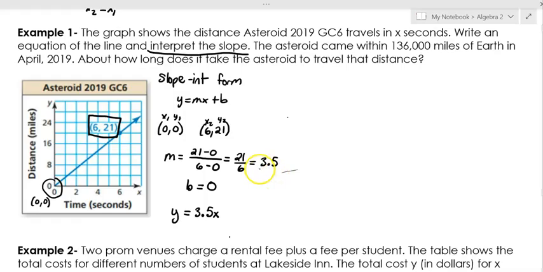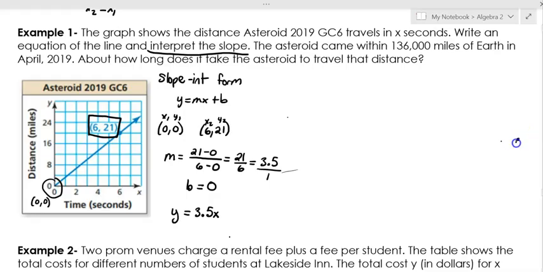If you think of it as 3.5 over 1, the top number was found by subtracting the y's. So think about the y-axis. If you look at the y-axis right here, that was distance in miles. So the top number of the slope is distance in miles, so you're going to think of it as 3.5 miles. And the bottom number, this 1, we found by taking x2 minus x1. So that goes with the x-axis, which is time in seconds.